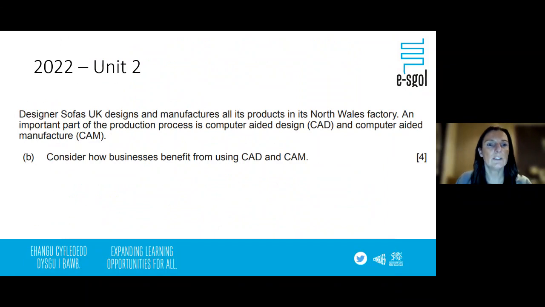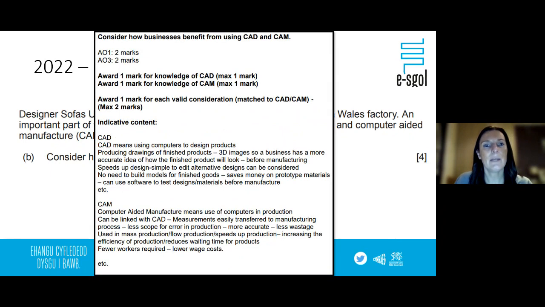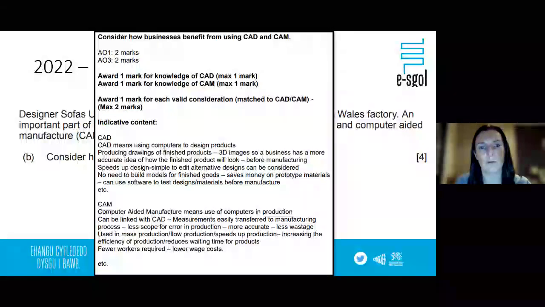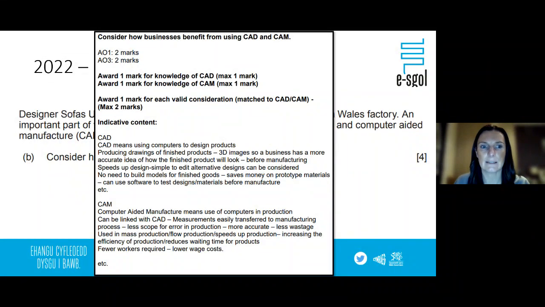Okay, so in 2022, Unit 2, one of the questions was: Designer Sofas UK designs and manufactures all of its products in the North Wales factory. An important part of the production process is computer-aided design, CAD, and computer-aided manufacture, which is CAM. Consider how businesses benefit from using CAD and CAM is your question here. How you would answer this is you're getting 2 marks for your AO1 and 2 marks for your AO3, which is your explaining of it.